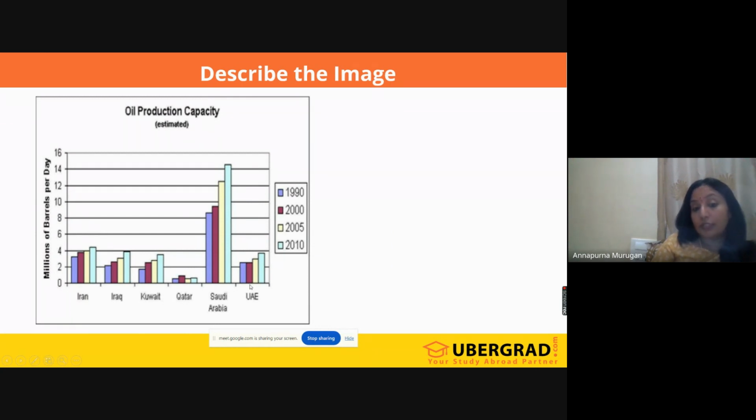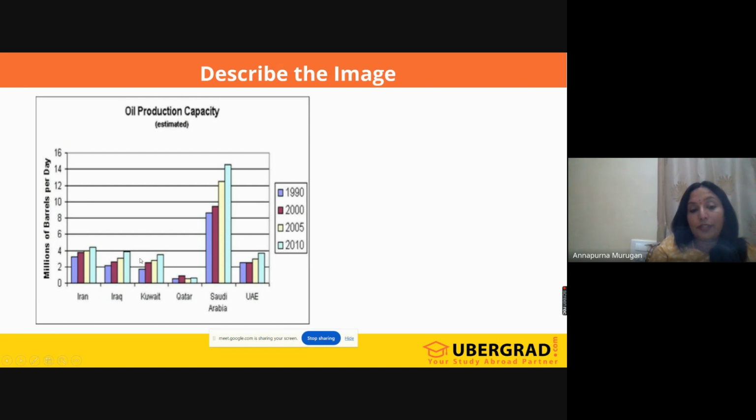It is also seen that Kuwait's oil production and UAE's oil production capacity is almost the same. And Qatar is the one with less production ability. Not only that, you also see other things here. As the years went on, the oil production capacity also increased, don't you think?